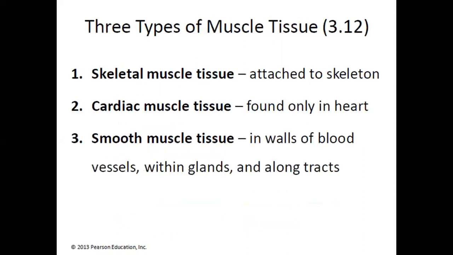So of these 3 types of muscle, skeletal muscle tissue attaches to the skeleton. You have control over it, and you can move around. Cardiac muscle tissue is only found in the heart. And smooth muscle you can find in the walls of digestive system organs, like the small and large intestine I mentioned on the last slide, within the walls of blood vessels, in glands, and along tracts. The example I gave you was along the digestive tract.